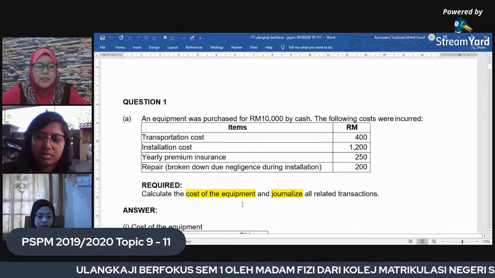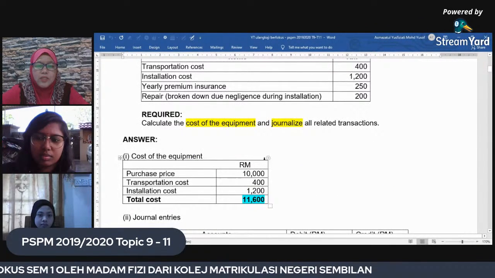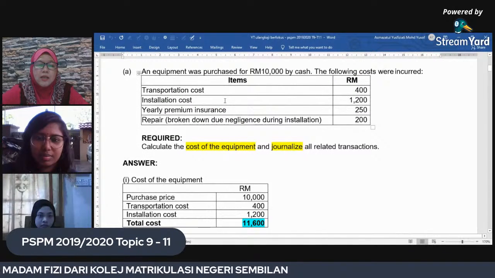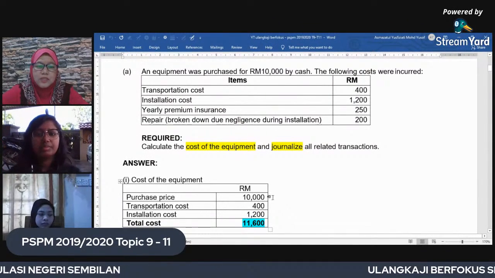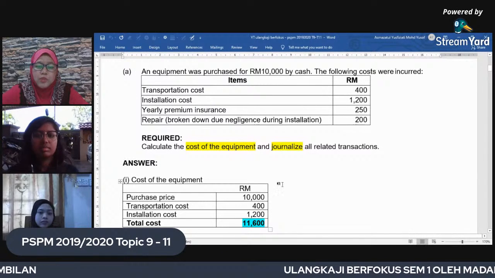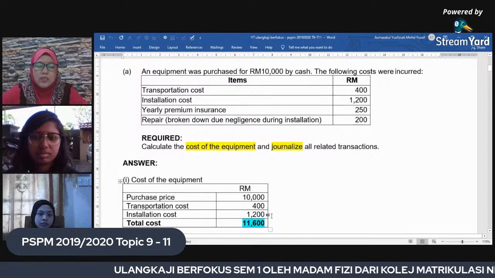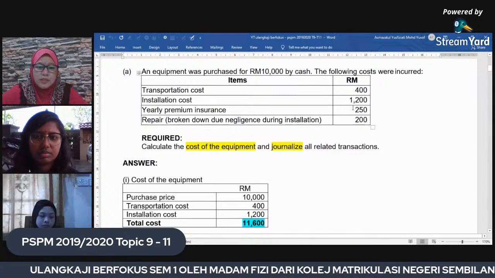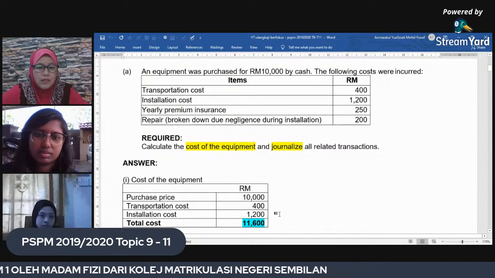And now we look at the answer. Terus. The cost of the equipment is, of course, the equipment price that is 10,000. The transportation cost that is 400, and also installation cost 1,200. So the total cost equals to 11,600.